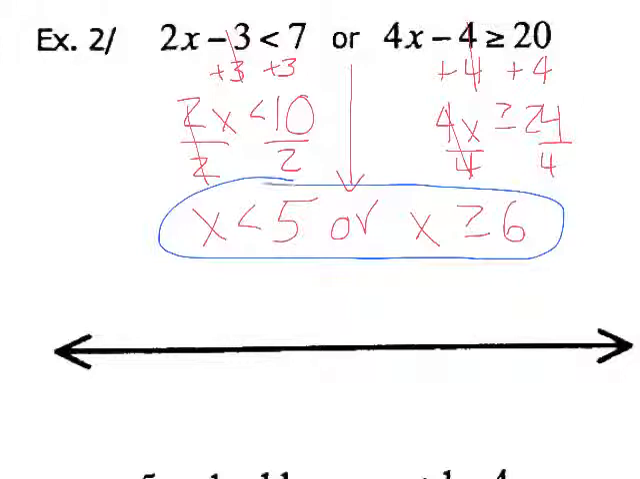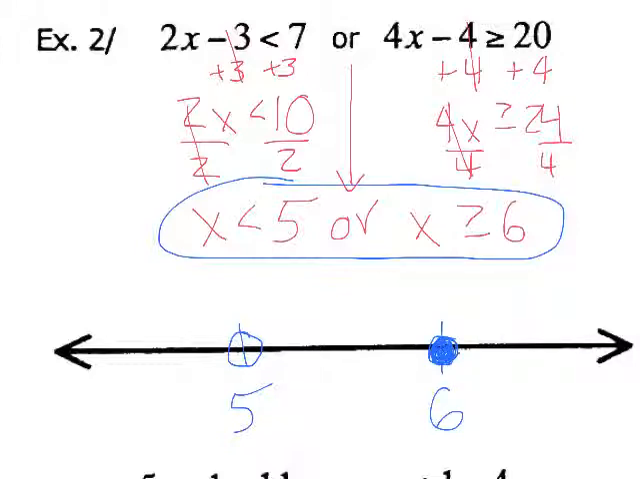So none of that should be too hard for you. But now let's graph, okay? So again, on the graph, make sure you get your numbers in the right order. 5 and 6. Go ahead and put on your dots just like we did on and. So x is smaller than 5, so that's an open dot. Greater than or equal to 6, so that's a closed dot.